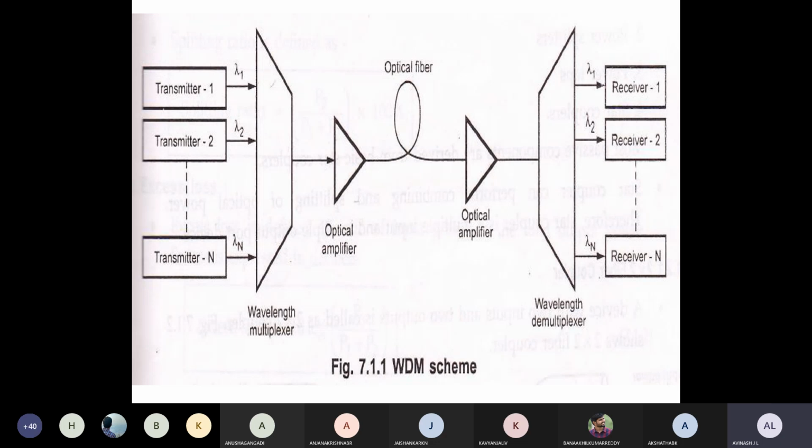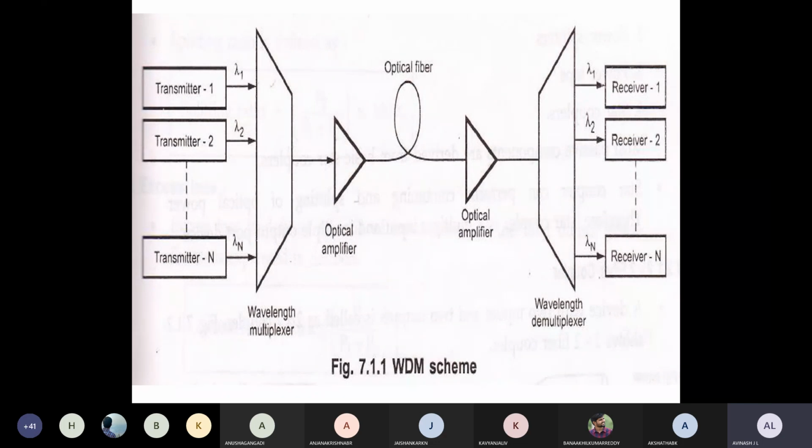That particular output signal will have any one of these particular wavelengths, with respect to some duration. Then that particular signal is optically amplified. That means the optical signal will be amplified by using the optical amplifier. Once it has been amplified, we send it in the optical fiber to the receiving end. So from the transmission end to the receiving end, we are going to transmit.